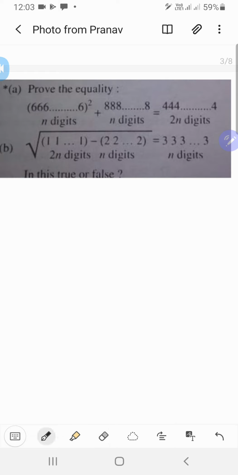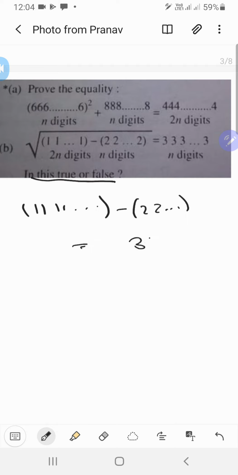Okay, let's go to the next question, which is the root of these things equals 3. So is this true or false? You want to see if this equality is true or false. Well, this is going to be true only if you have 2n digits minus n digits equals 3 n digits squared, right? Because we just square both sides.